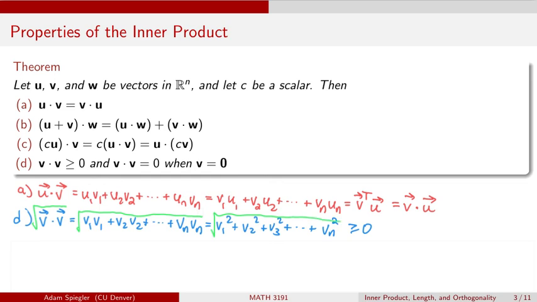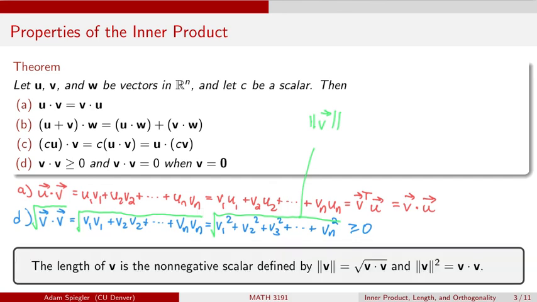And now taking a look at property D, if we were to put the square root over this sum, then notice this looks exactly like what we just defined as the magnitude of v, the length of vector v. So there's a nice connection between inner products and lengths, magnitudes of vectors. Namely, we can find the magnitude of a vector v by taking the dot product of v with itself and then taking the square root. So in other words, the magnitude of v squared is going to equal v dot v.